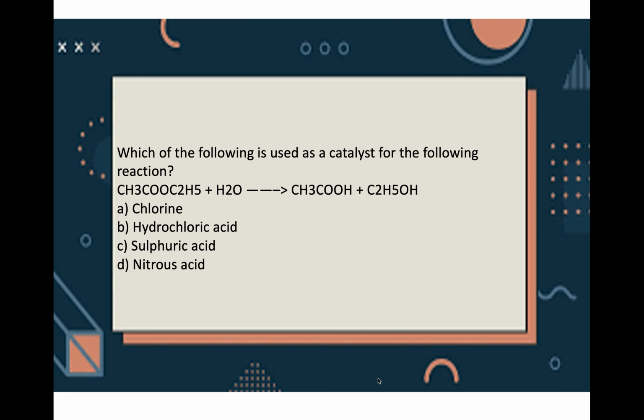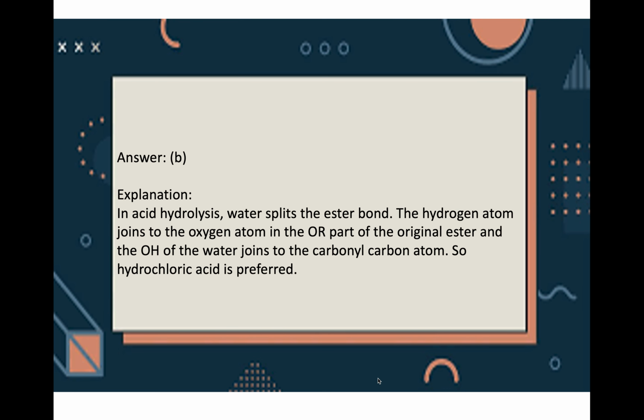Now, which of the following is used as a catalyst for the following reaction? CH3COOC2H5 plus water gives CH3COOH plus C2H5OH. A. Chlorine. B. Hydrochloric acid. C. Sulfuric acid. And D. Nitric acid. So, answer is option B, hydrochloric acid. Because water splits the ester bond in acid hydrolysis. So, hydrogen atom will join to oxygen atom in the OR part of the original ester, and OH of the water will join the carbonyl carbon atom. So, we prefer hydrochloric acid.